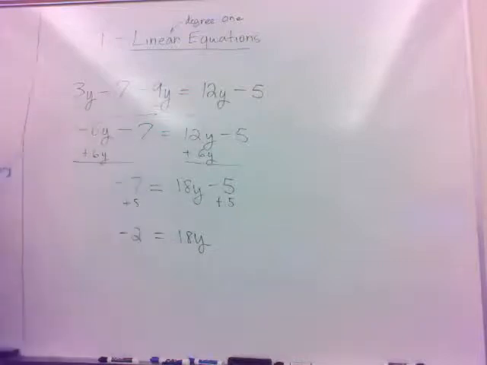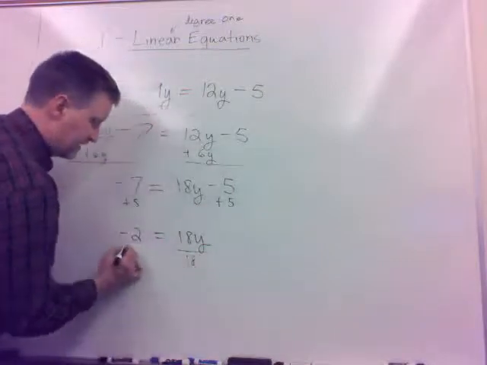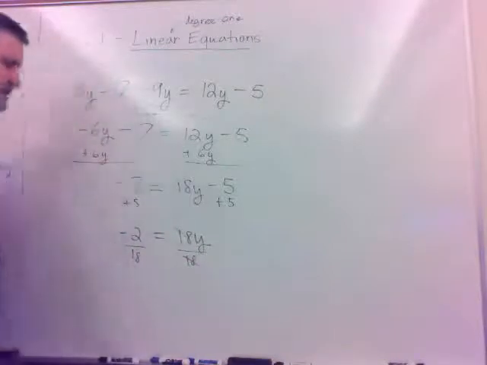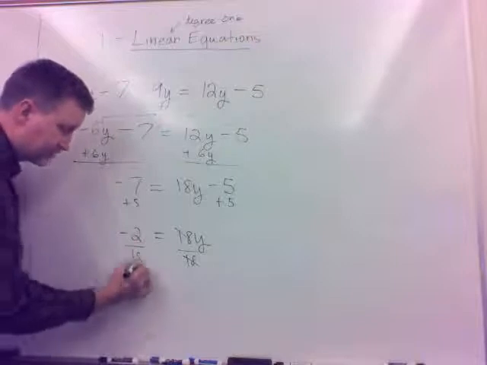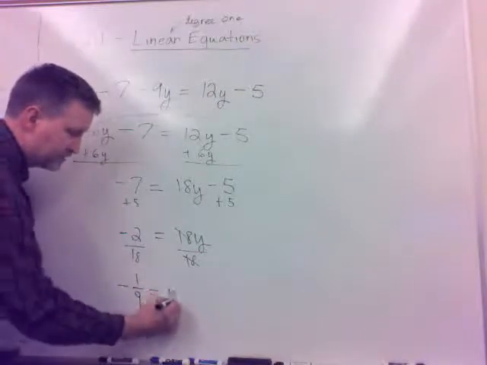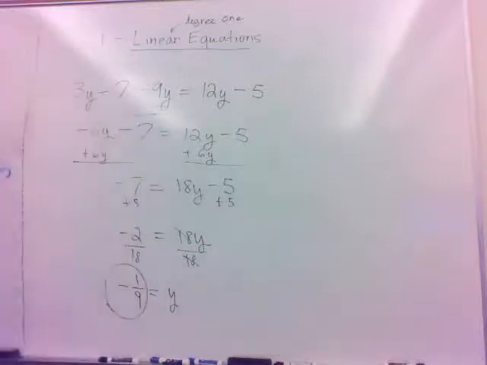All I have to do is get rid of that 18. 18 is times the y, so I divide by the 18. So I get negative 2 over 18. Those 18s will cancel. Of course, those reduce each by 2, so that'd be a negative 1. Reduce that by 2 would be 9, so negative 1/9. So the solution here is going to be a negative 1/9.